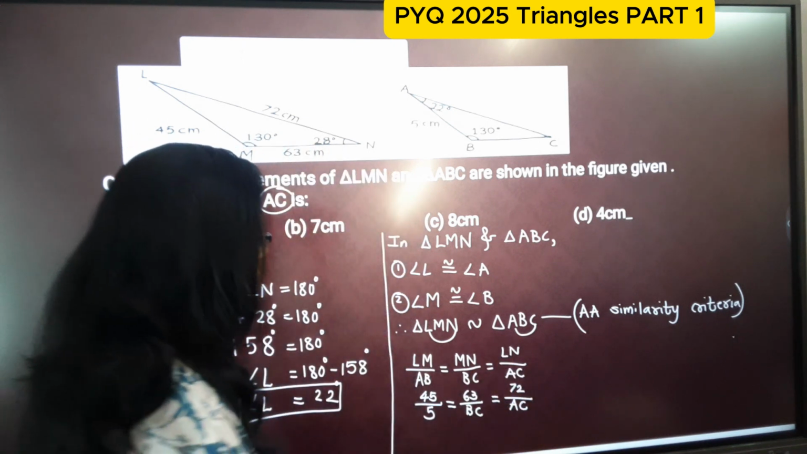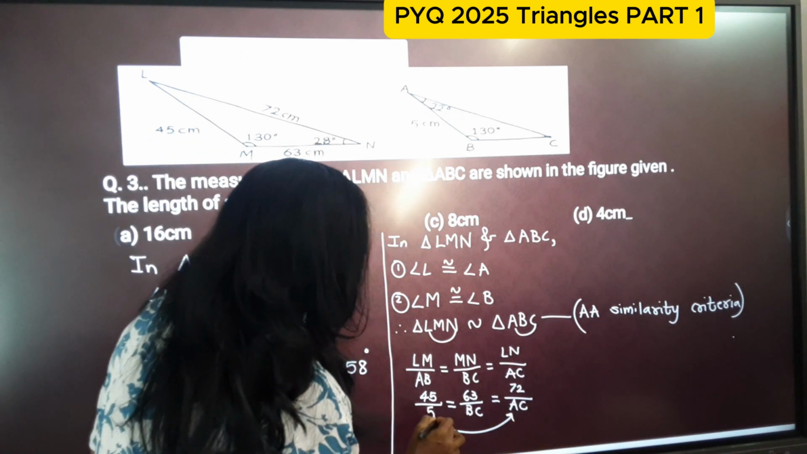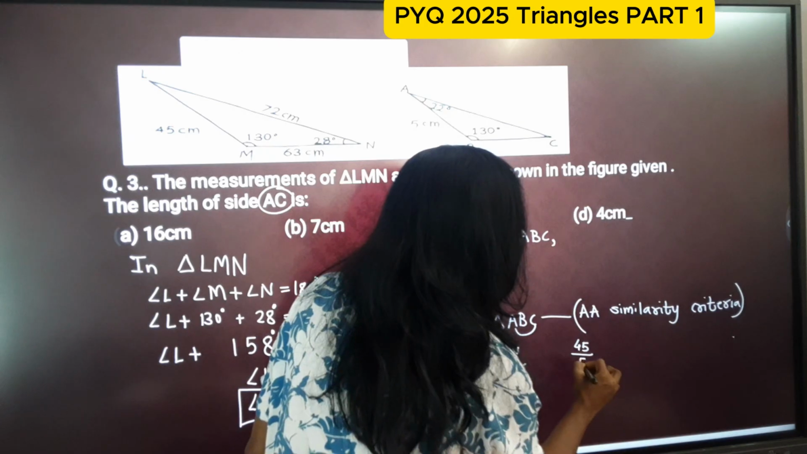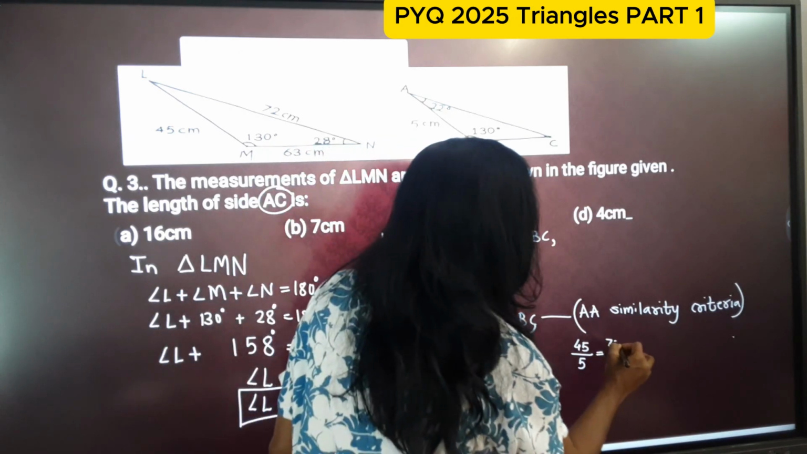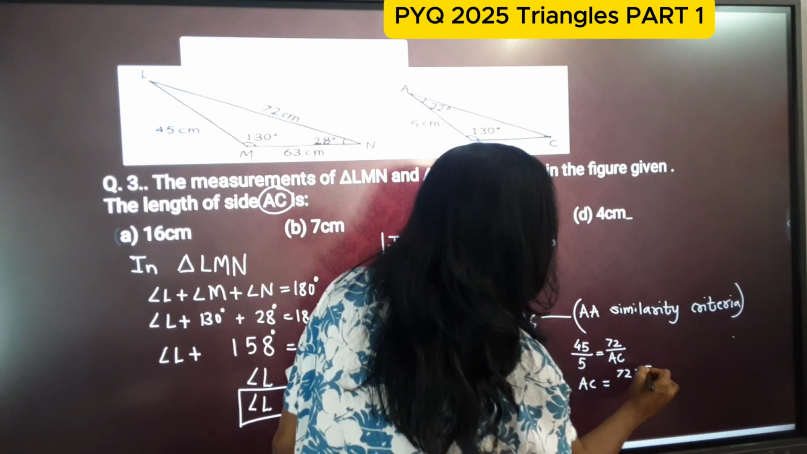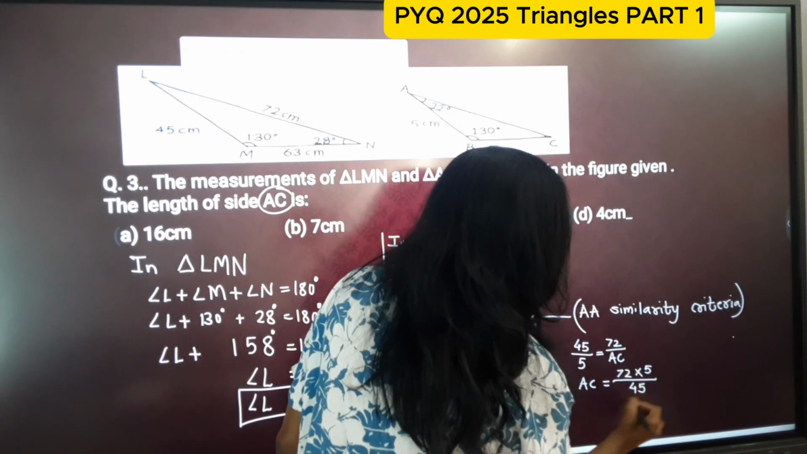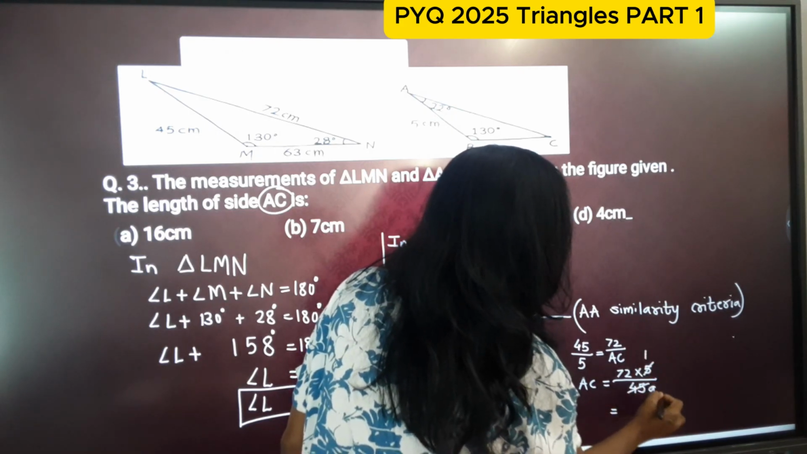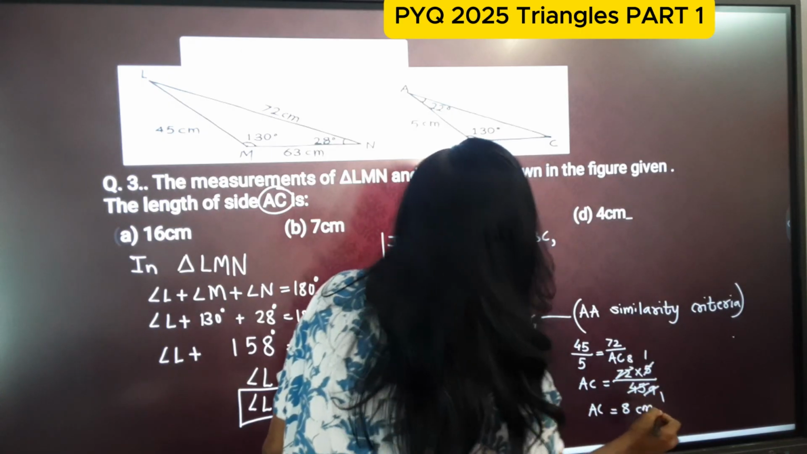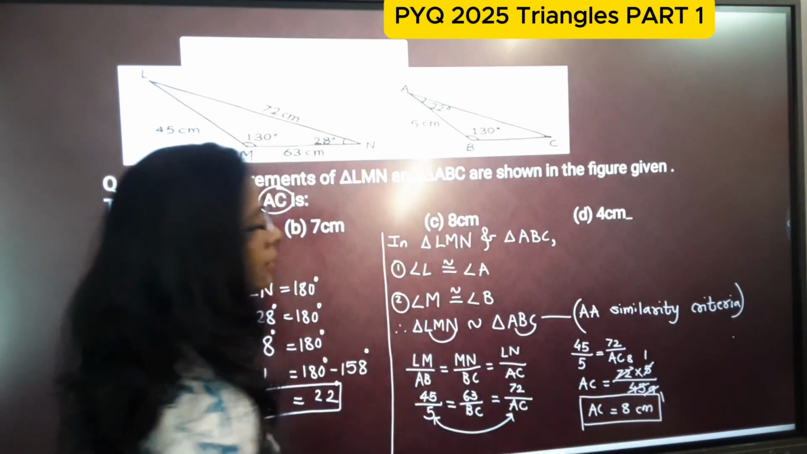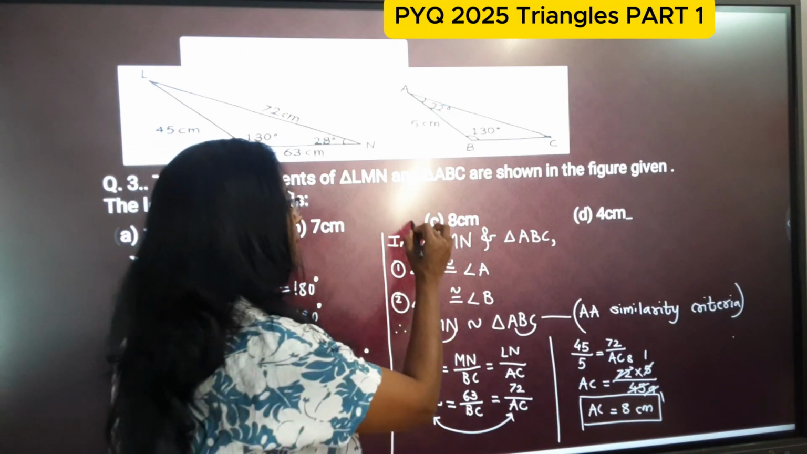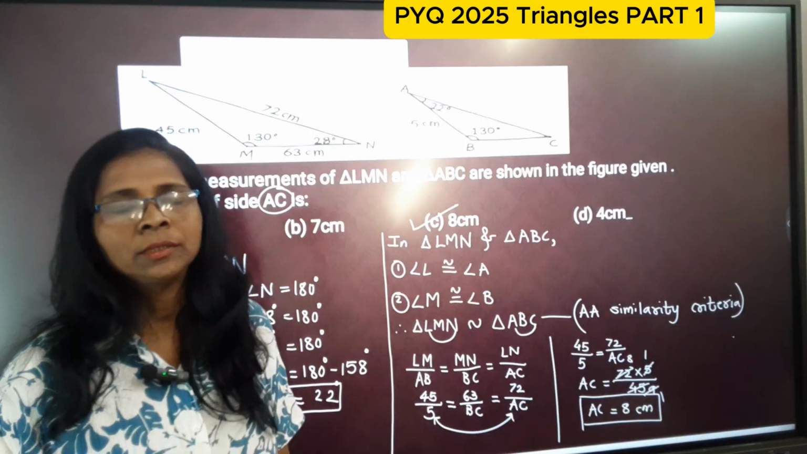Okay, so now here students, we take these two ratios as 45 upon 5 is equal to 72 upon AC. So that means students, AC is equal to 72 multiplied by 5 divided by 45. So I simplify: 5 ones are 5, 9 ones are 9, 9 eights are 72. So AC is equal to 8 centimeters. Okay. So now here students, the correct option is C, 8 centimeters.